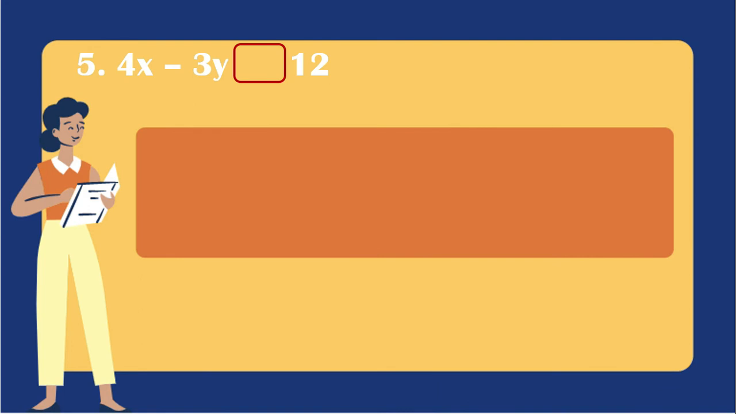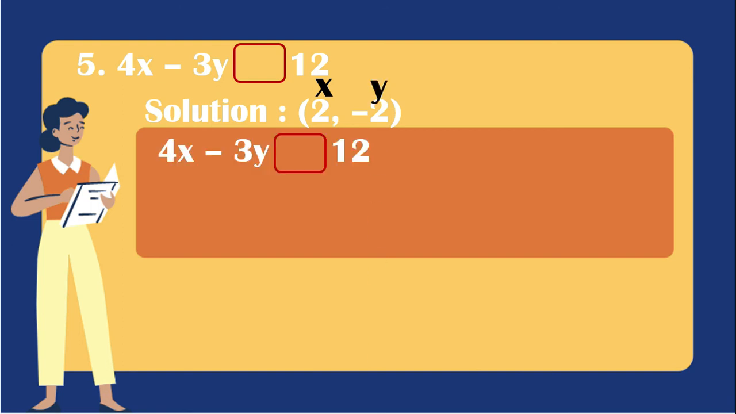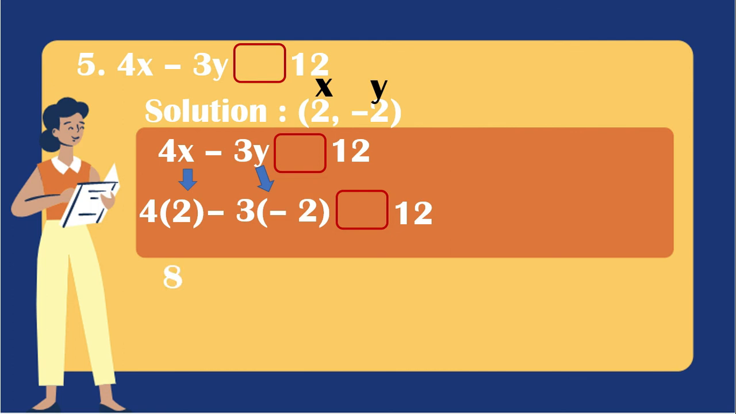Last example, we have 4x minus 3y blank 12. So we need to check the solution 2 and negative 2. So we will substitute the values of x and y. Using the given, 4 times the value of x, which is 2, minus 3 times the value of y, which is negative 2, and then 12. So we have 4 times 2, that is 8. Negative 3 times negative 2, that is positive 6. And then we have 8 plus 6, that is 14.